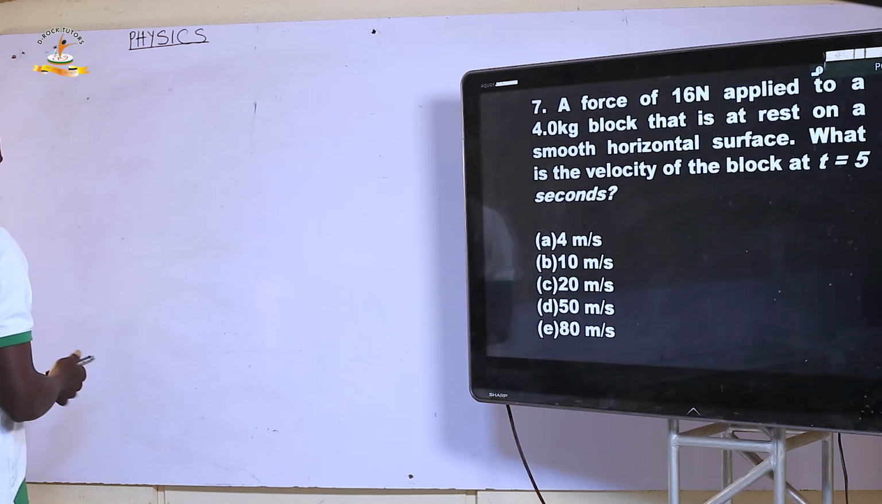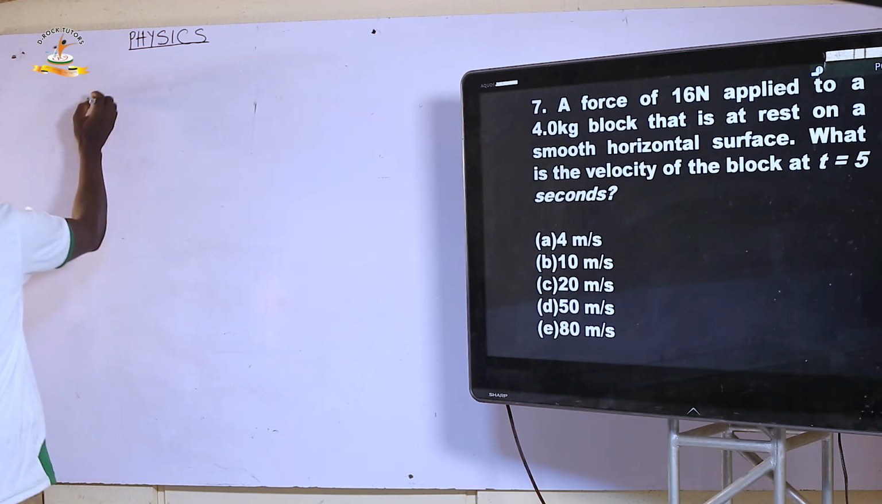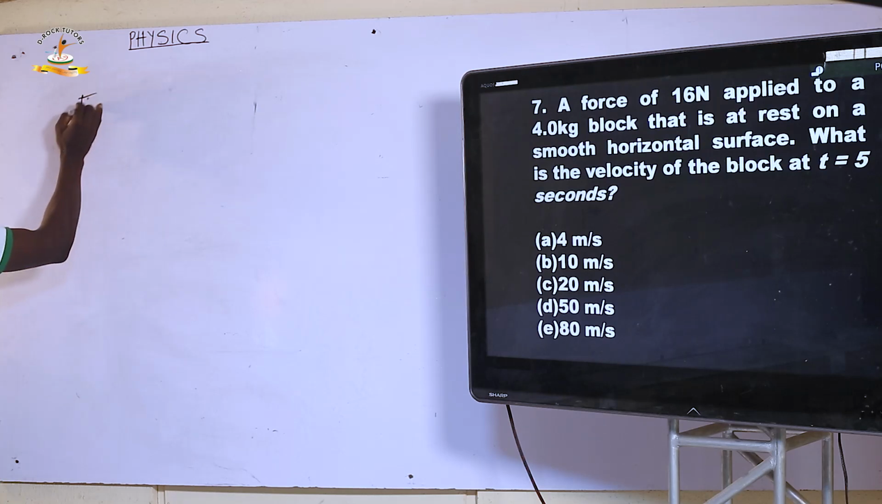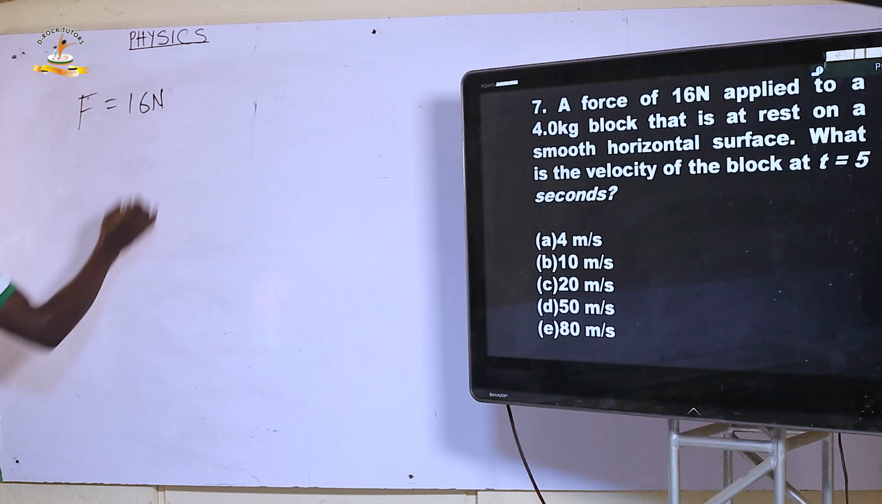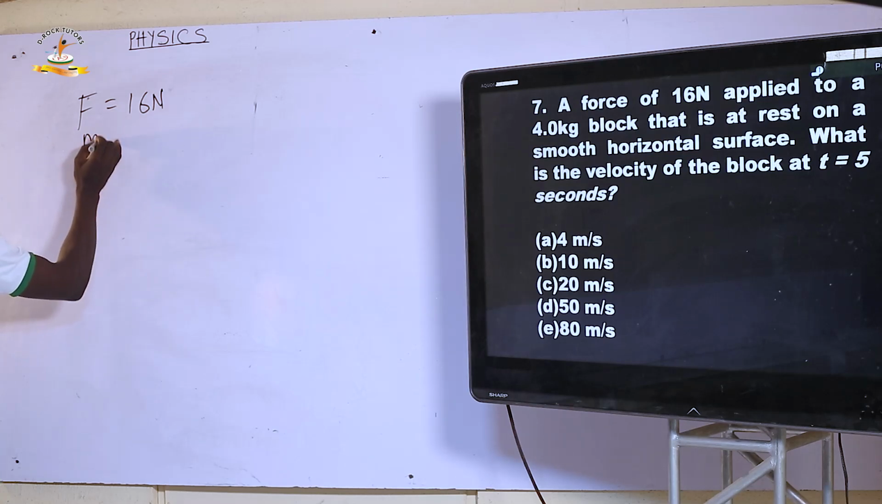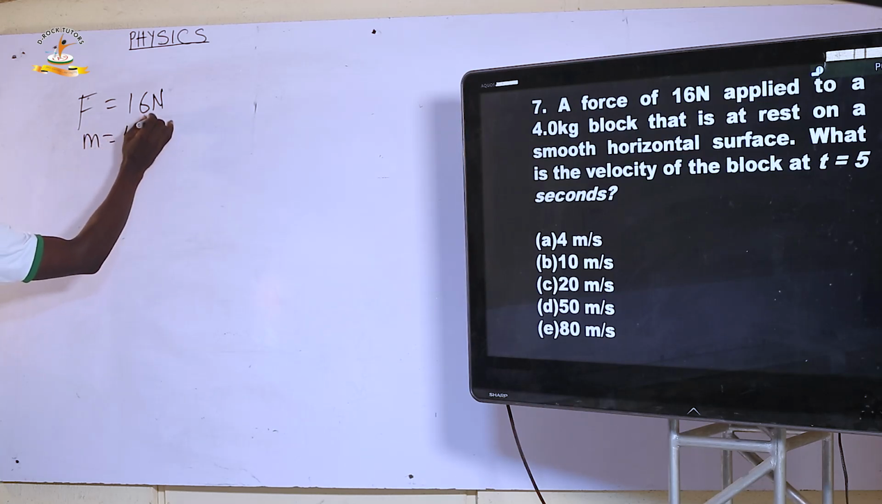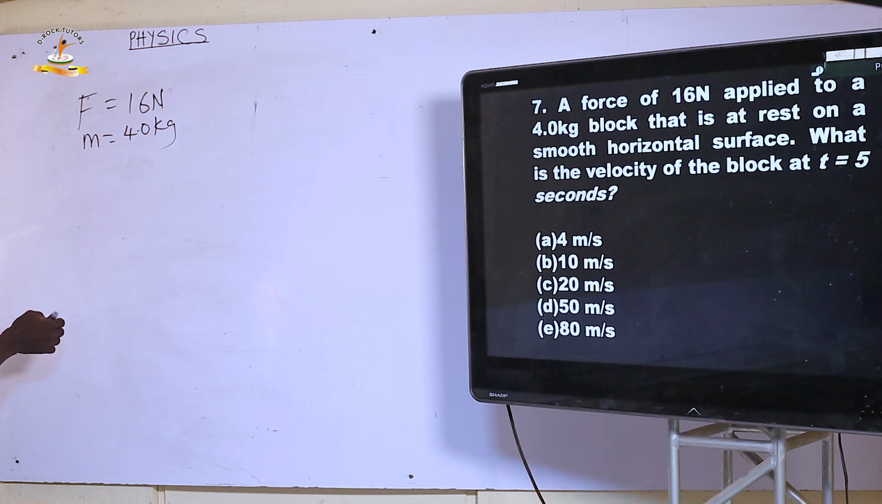So we have a force F, and F is given as 16 Newton. The mass of the body is 4.0 kilogram. It was at rest on a smooth horizontal surface. What does smooth horizontal surface mean? We should neglect friction. So friction is out of the equation because it is smooth. If it's smooth, no friction.